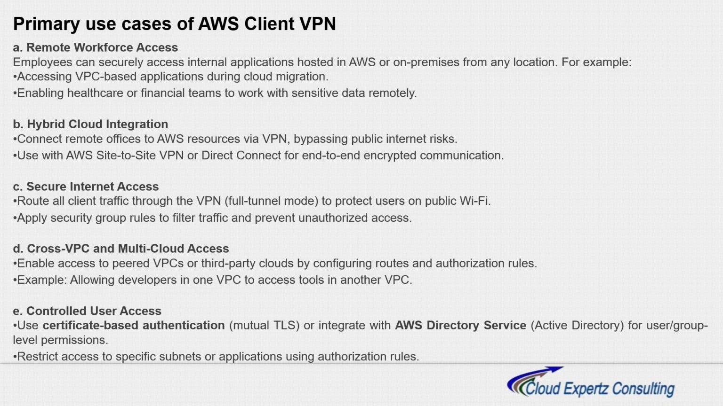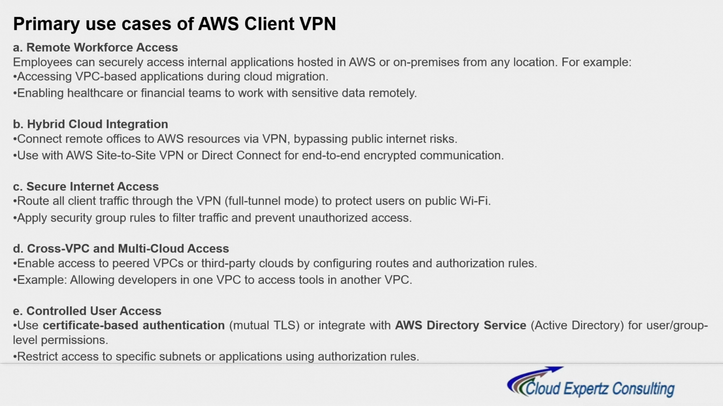The second point is hybrid cloud integration, which means it enables you to connect remote offices to AWS resources via VPN, bypassing the public internet risk. And it is also used with AWS Site-to-Site VPN or Direct Connect for end-to-end encrypted communication.